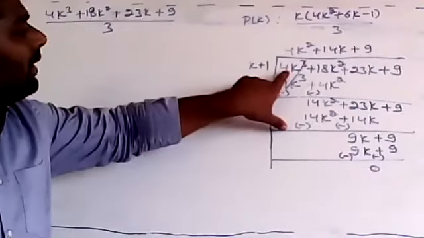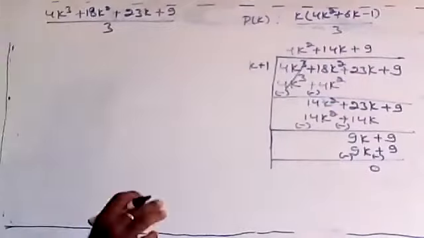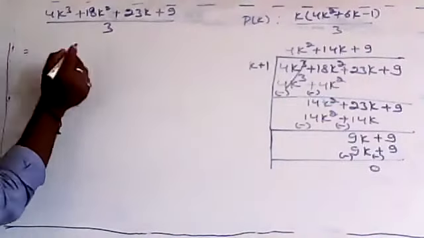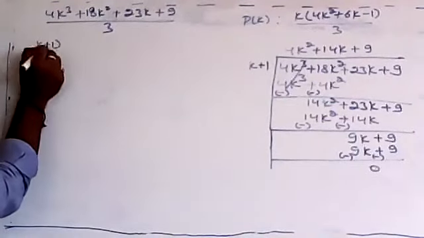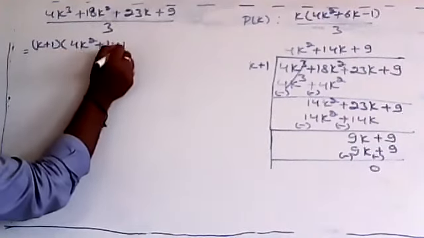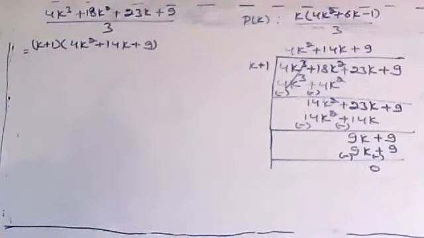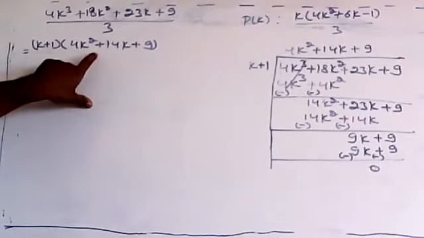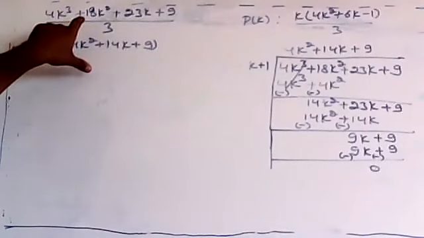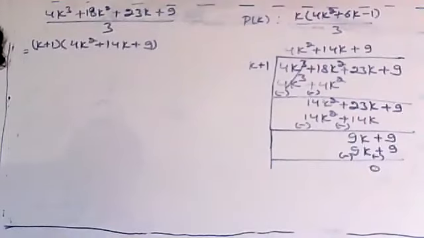So I divided into two products. That one, 4k cube plus 18k square, I'm just writing here, continuing. So (k plus 1) into (4k square plus 14k plus 9). Clear? If you multiply these two products, you'll get the same answer. By the division rule, we solve that one. Clear? Got it? Any doubt on this one step?